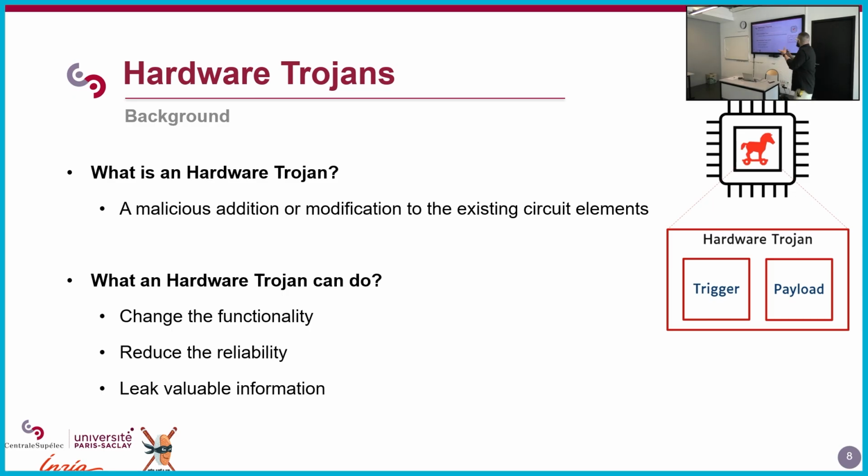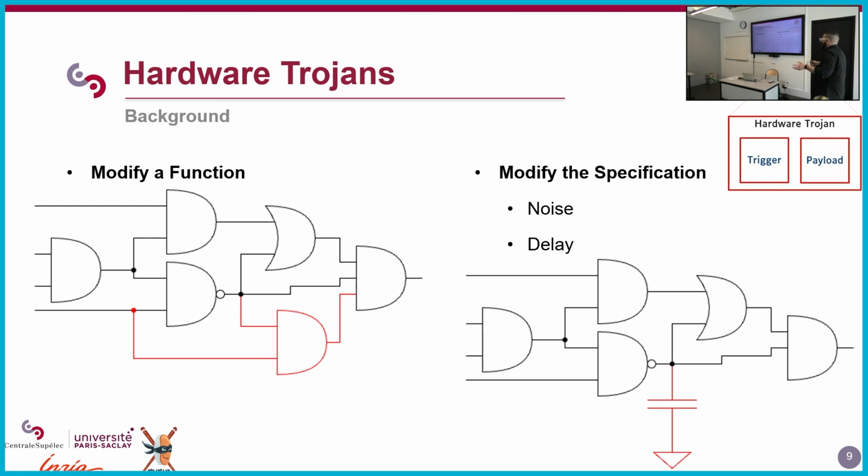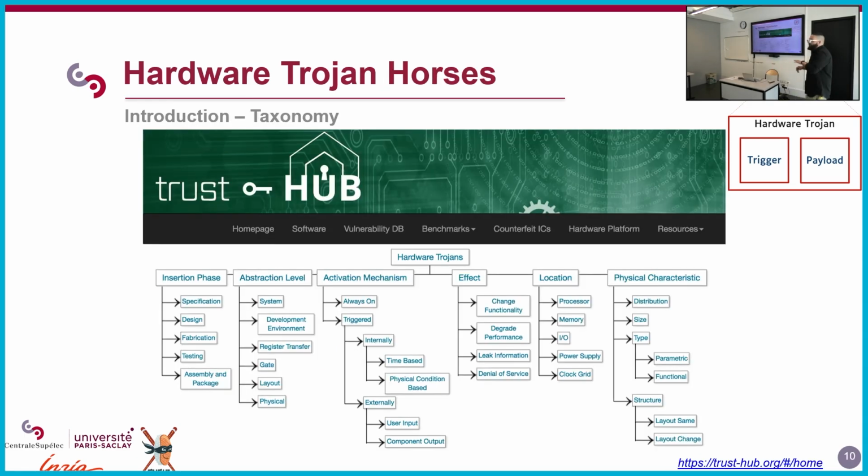So, just a few words: what's a hardware Trojan? It is a malicious component, which is usually very small and very difficult to detect by looking at it, that can change the functionality, reduce the reliability, or leak information. So we can add some gates which were not present in the safe design to modify the function, or we can add components like a capacitor in order to modify the specification.